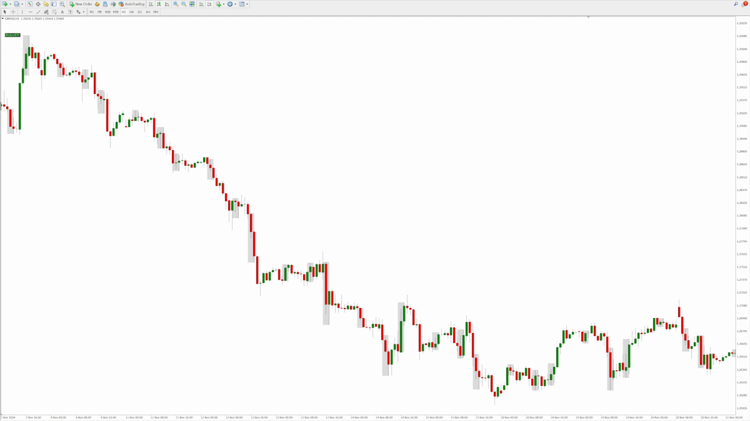You can see the indicator here on my chart. I'm using the MT4 platform. In this video, I'm going to show you how you can use the indicator to help you capture moves like this one for over 400 pips.